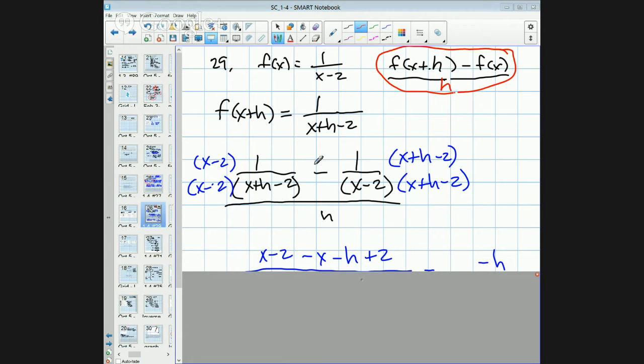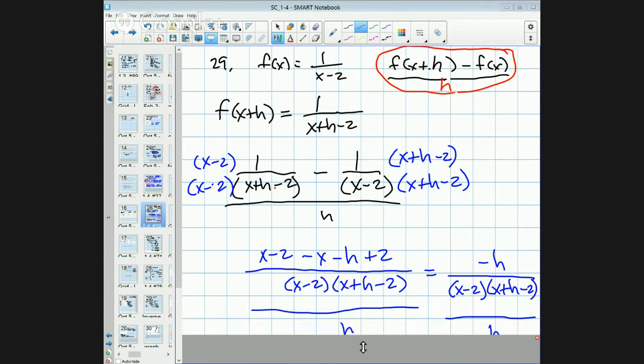So you should be able to see that the LCD is x plus h minus 2 times x minus 2. And in the first fraction, I was missing the x minus 2. So I had to do that top and bottom. This one I'm missing x plus h minus 2. So I had to multiply by that on both the top and the bottom. Okay.